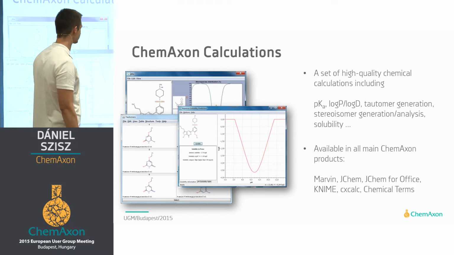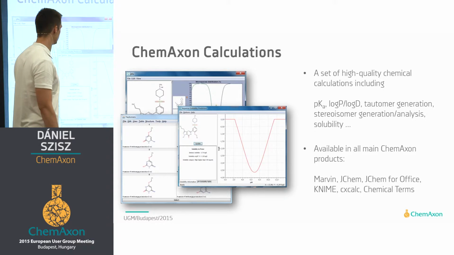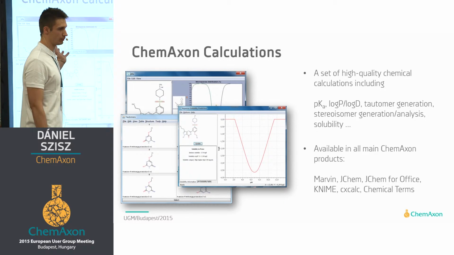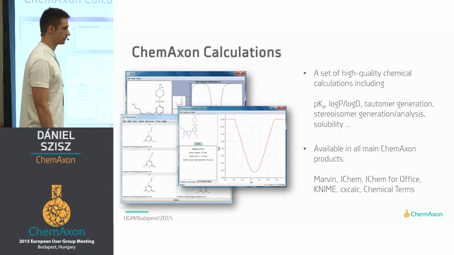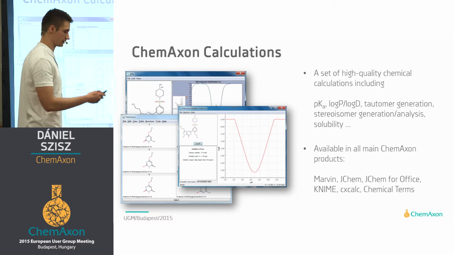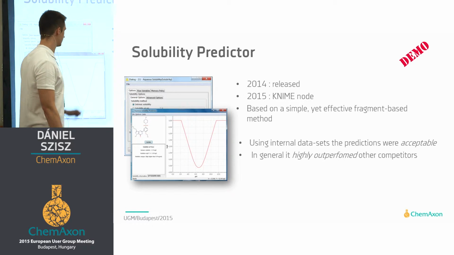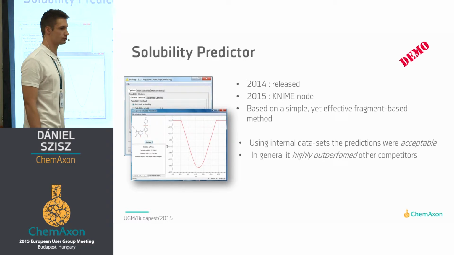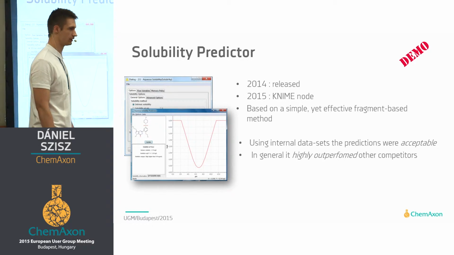And we have a fairly new plugin, the solubility, which can predict solubility in water. All these functionalities are available in the main ChemAxon products, so you can find them in Marvin, JChem for Office, as KNIME nodes, as command line tools in cxcalc, and also as different chemical terms functions. Our fairly new predictor, as I told, is the solubility predictor, which was released last year, and this year we also released a KNIME node. So now you can put that node into your workflow and calculate solubility.